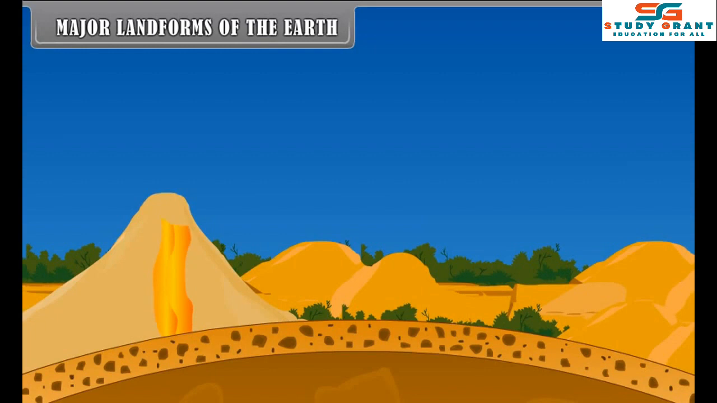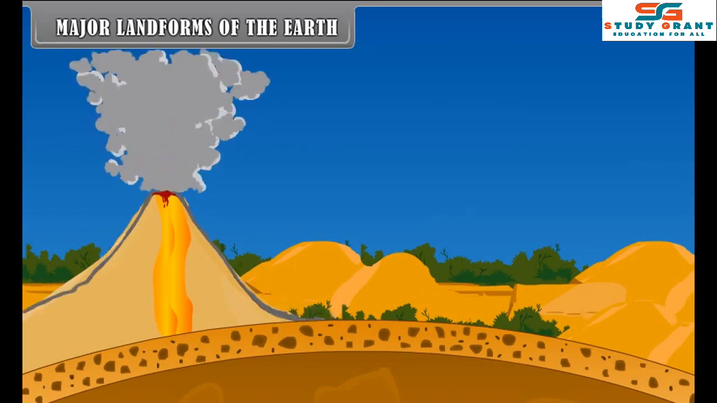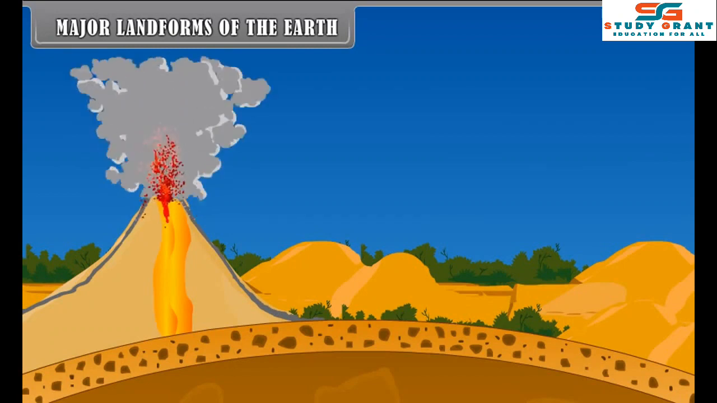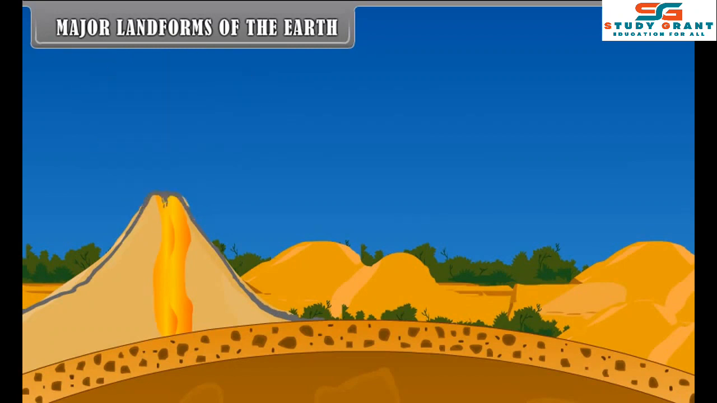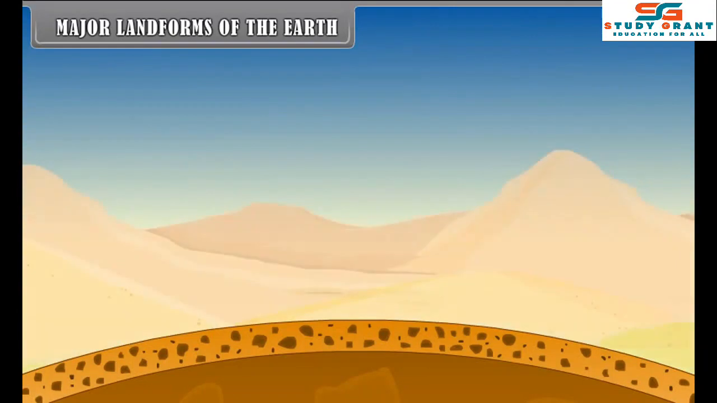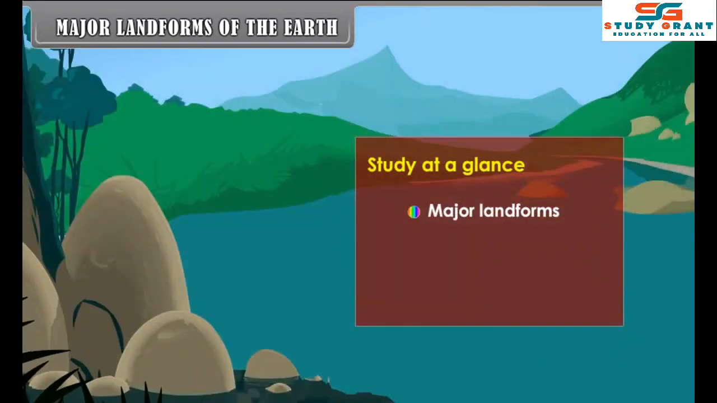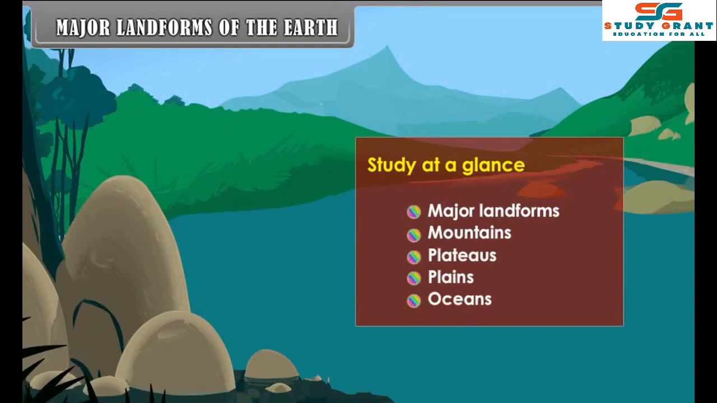Earthquakes and volcanic eruptions bring abrupt changes on the earth's surface. All these changes on the earth's crust give birth to different types of landforms. Study at a glance: major landforms, mountains, plateaus, plains, oceans.